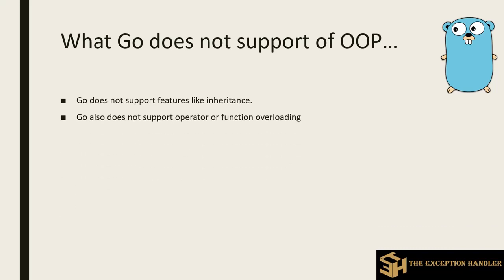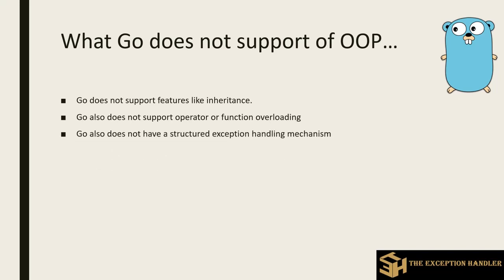Go also does not support operator or function overloading. So in Go, any function in the same package or in the same type has to have a unique name and unique signature. You cannot have any two functions that have the same name and different signatures altogether. That is not supported in Go.